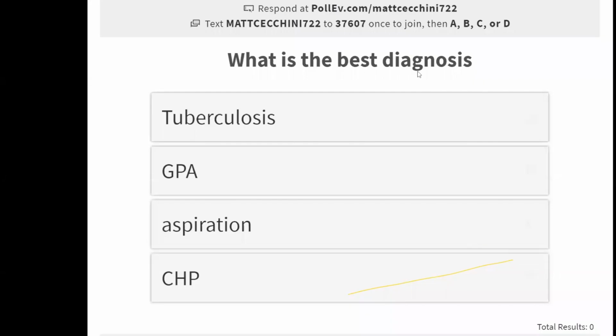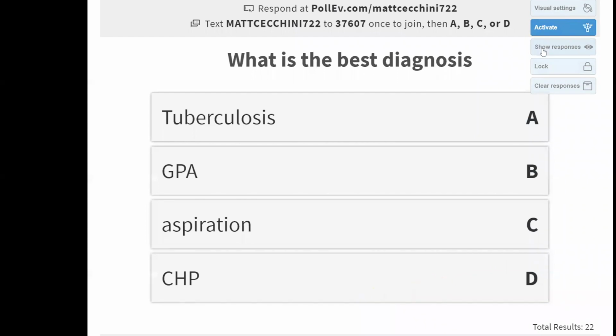Okay, so what are people thinking the best diagnosis is for this case? Is it A, tuberculosis? Is it B, granulomatosis with polyangiitis, or is it C, aspiration, or is it D, chronic hypersensitivity pneumonitis? Let's see what people are thinking.